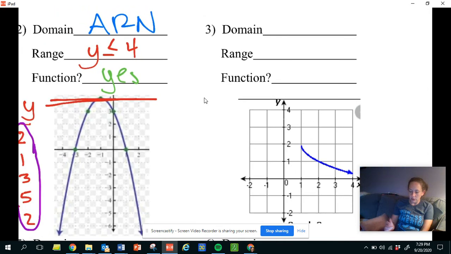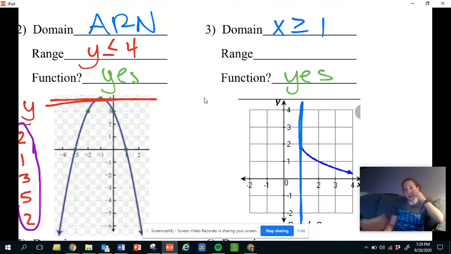So for this one, vertical line, no matter where I draw, only ever touches one point at a time. So yes, it's a function. For domain, looking for left and right boundaries. Well, it goes forever to the right, but nothing goes past this point on the x-axis. So my boundary is going to be 1, because when x is 1. And since it's to the right of it, it is greater than or equal to 1. Okay. So you're finding a boundary and seeing is it bigger or smaller.